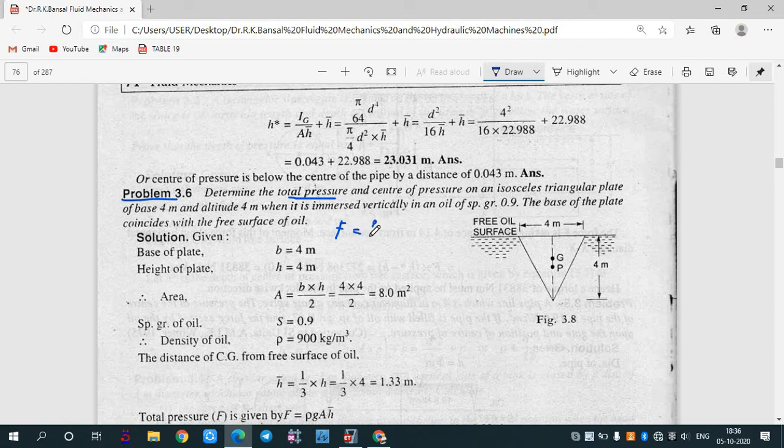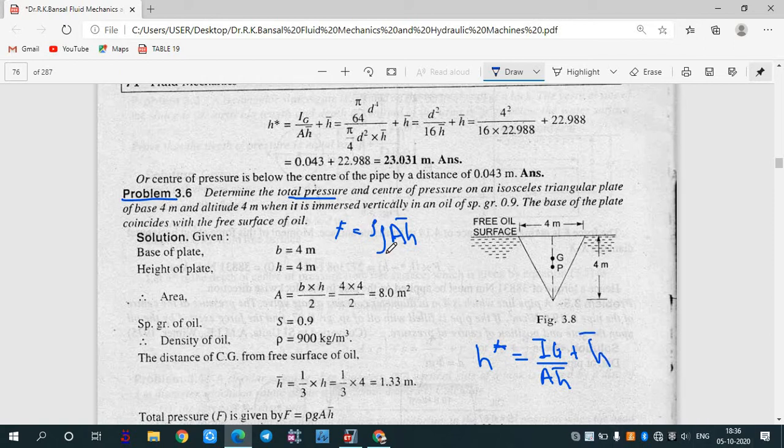Okay, the formula is rho G A h bar. Then we need to find out the center of pressure. So what is the center of pressure formula? The h star formula is Ig divided by A h bar, plus h bar. So these are the formulas we need to use.